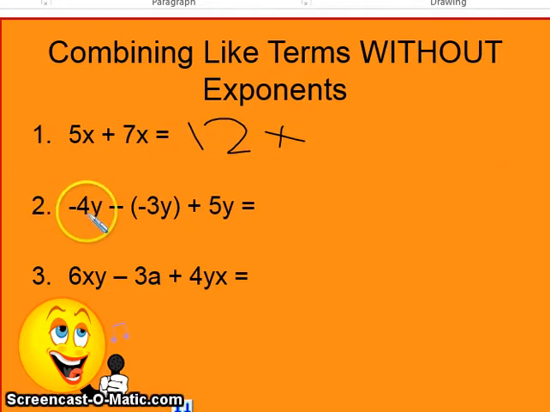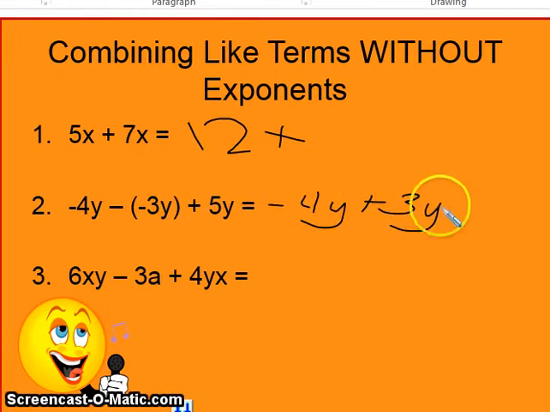Here we've got negative 4y minus negative 3y plus 5y. Now these are all like terms because they all contain only y to the first power. So we can simply combine their coefficients. So we have negative 4y. I'm going to rewrite this without the minus the negative, by the way. So this is negative 4y, minus a negative is really plus 3y, and then plus 5y.